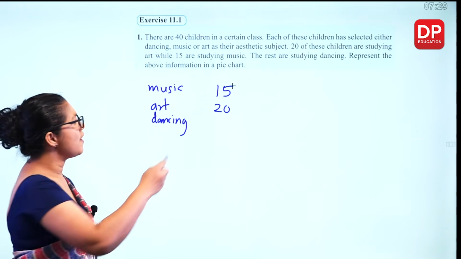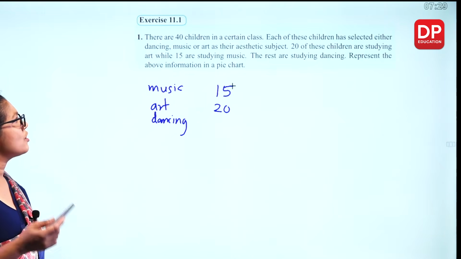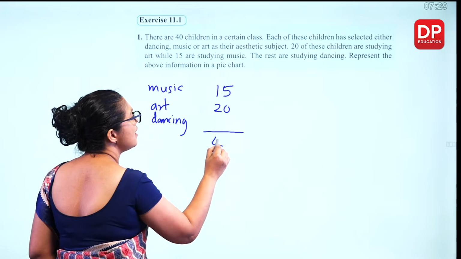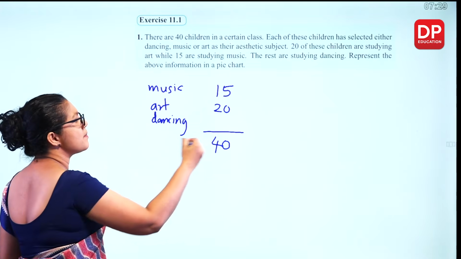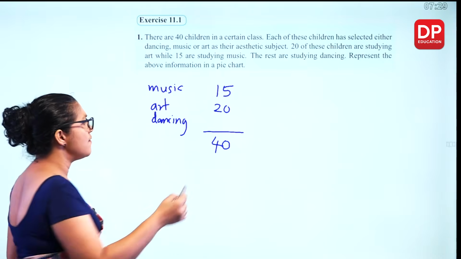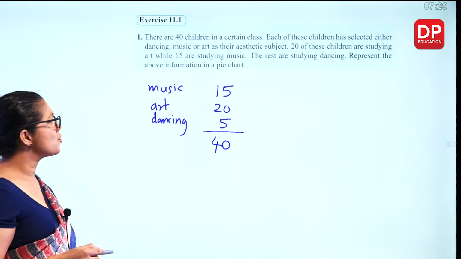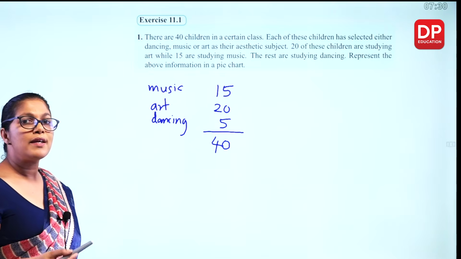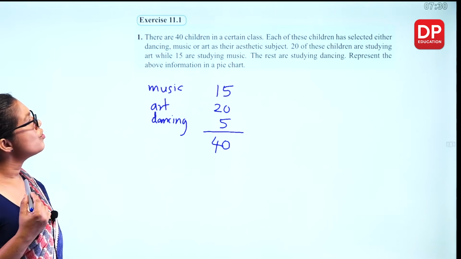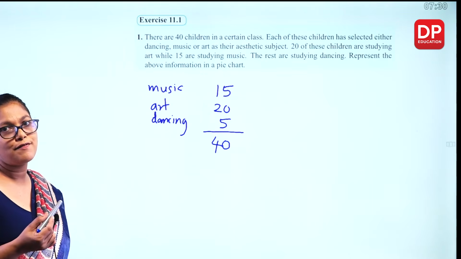Now how can we find out the number of students for dancing? Altogether we know there are 40 students. So here we can add these two and subtract from 40. 20 plus 15 is 35. 40 minus 35 is 5. So 5 students are doing dancing. And then they are asking us to draw a pie chart to represent this information.